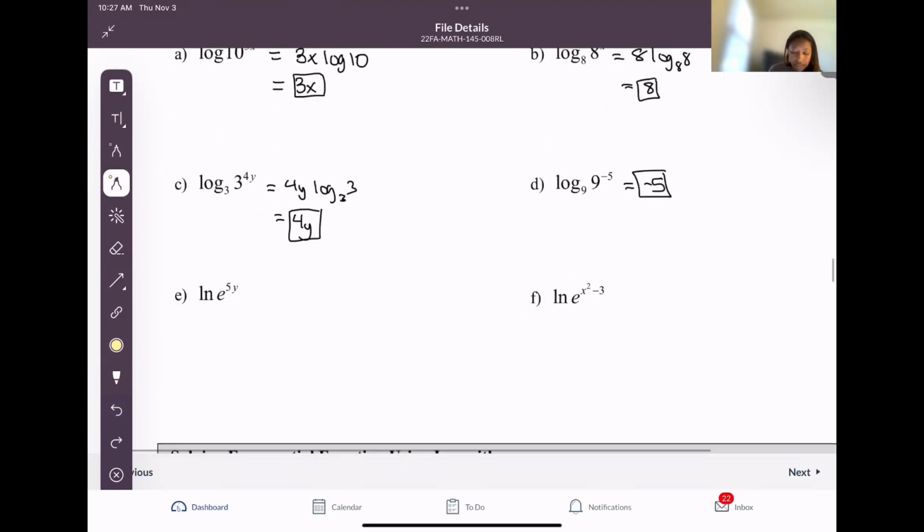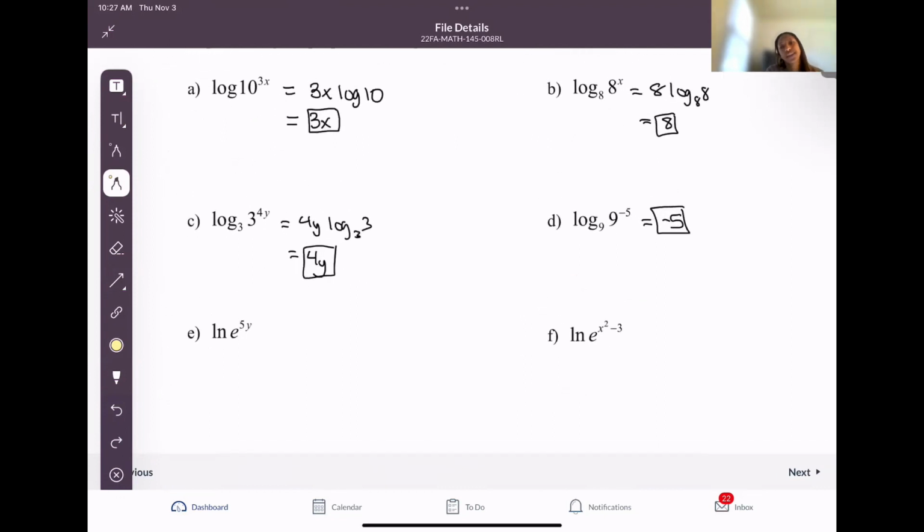And then for E and F, these are the same thing, even though they look a little different because we're using natural log. Remember, the natural log is log base e. So ln of e to the 5y, that's 5y times ln of e, and ln of e is 1. So this is just 5y. Similarly over here, ln of e to the x squared minus 3, the ln of e part is going to cancel out, and you'll be left with x squared minus 3.